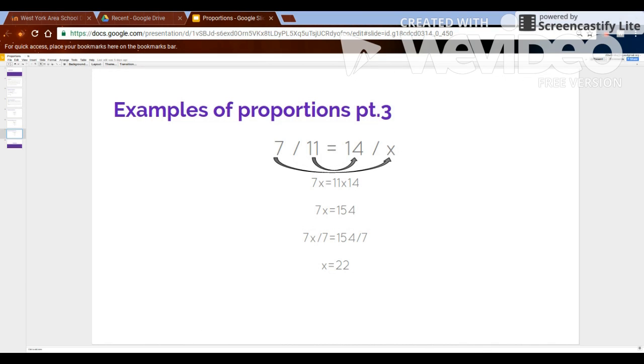For this example, 7 over 11 equals 14 over x. You need to multiply 7 by x and 11 by 14. This would give you the equation 7x equals 11 times 14. This simplified is 7x equals 154. To simplify this down, you need to divide both sides by 7. This will give you the final answer of x equals 22.